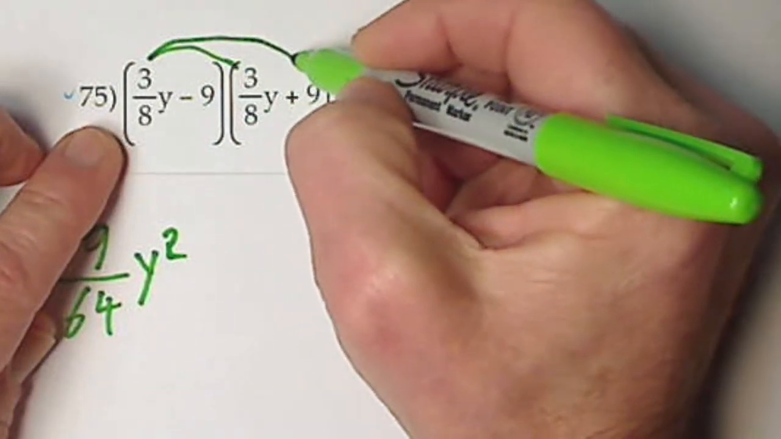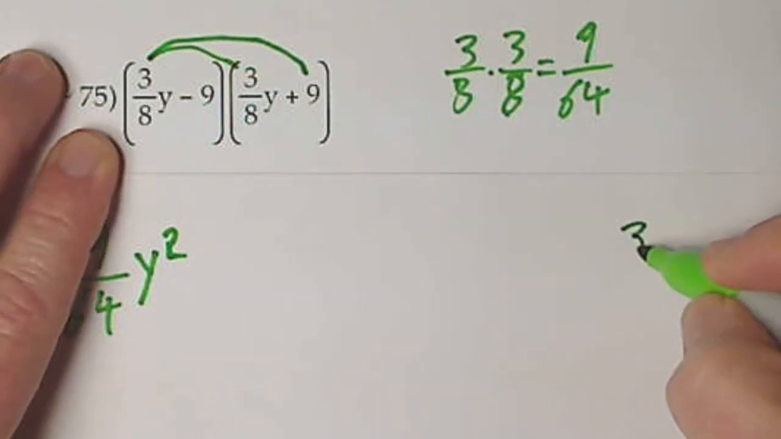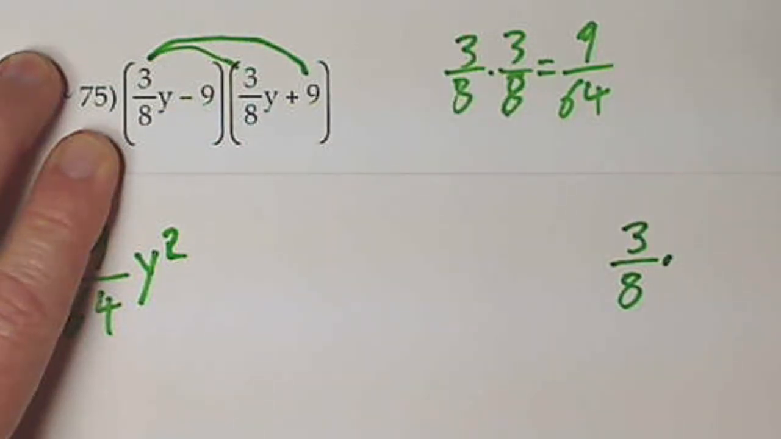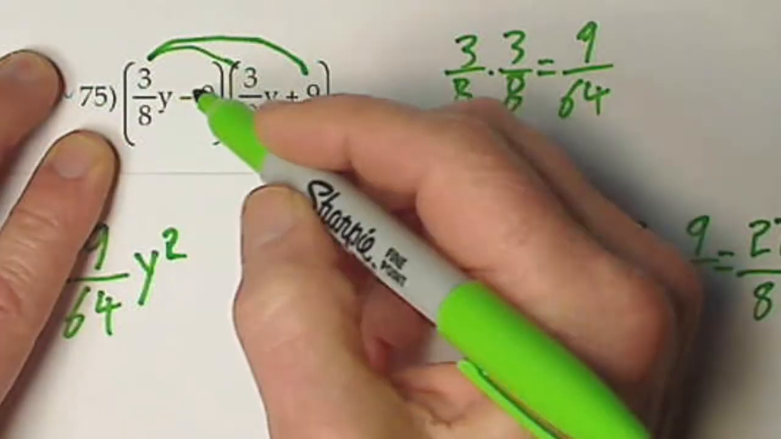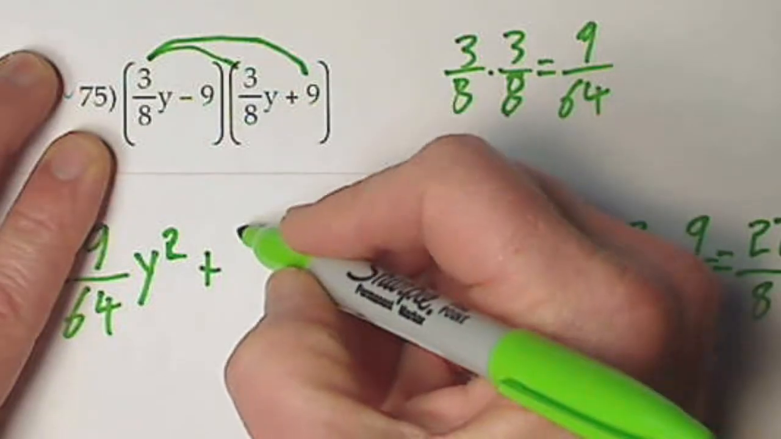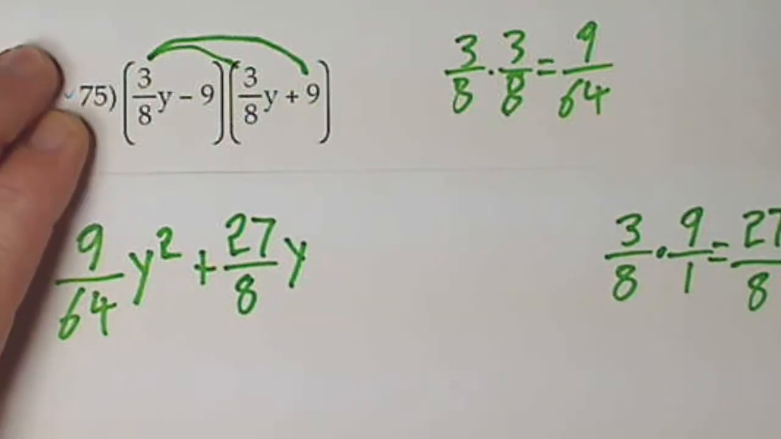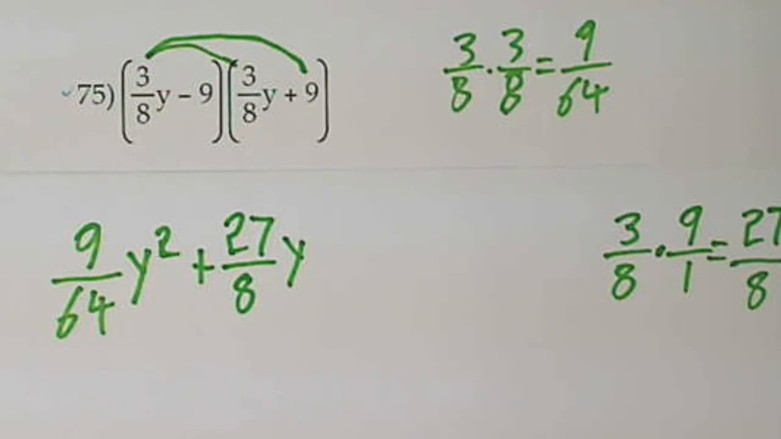Then 3/8 y times a 9, and maybe I'll write that way over here. 3/8 times 9, I wish that was a fraction, so I'll write it as 9/1. And what do I get? 27/8. Okay, and it's positive. Don't forget your y. So we've got plus, as crazy as it is, just 27/8 y.